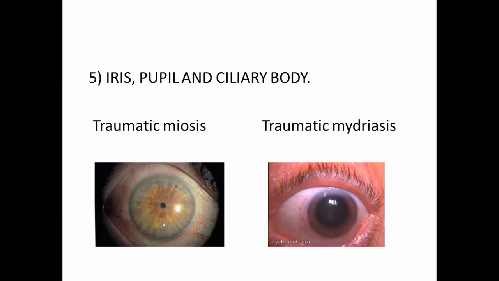Next, we'll talk about manifestations in the iris, pupil and ciliary body. So what is traumatic miosis? Whenever there is a trauma, there is a sudden constriction of the pupil. So that is what we call traumatic miosis. This is usually followed by pupillary dilatation. So that is what we call traumatic mydriasis. So you can see a small pupil here which is miotic, and a large dilated pupil which suggests there is traumatic mydriasis.